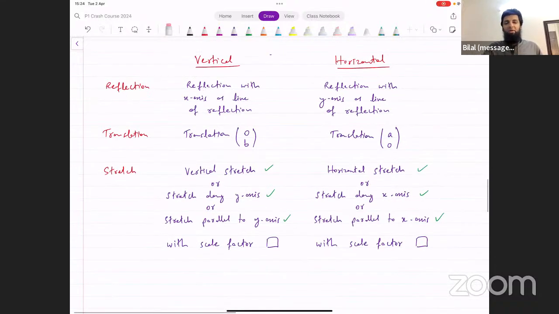Is that clear to everyone? Any problem with this? Any questions? No, sir. No?